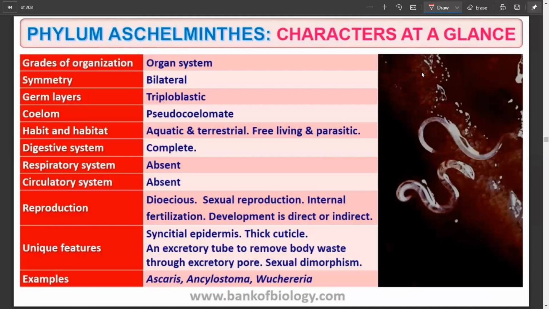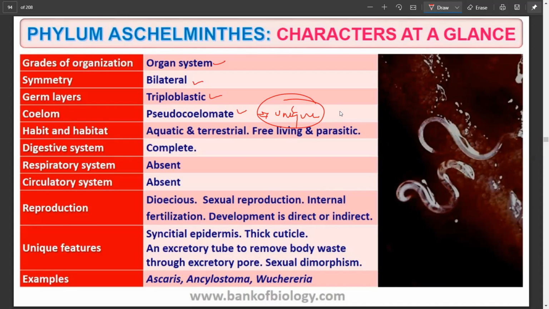So when we want to summarize it, we are going to have an organ system of organization, bilateral, triploblastic, pseudocoelomate condition. Again, being pseudocoelomate is something unique here in the sense that there is no other phylum in the entire animal kingdom that is going to exhibit a pseudocoelom condition. It is only the roundworms, the aschelminthes, that exhibit the pseudocoelomate condition.